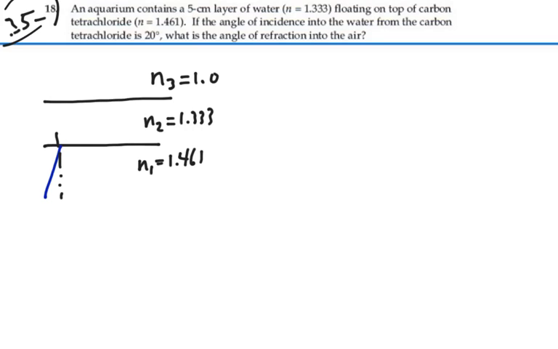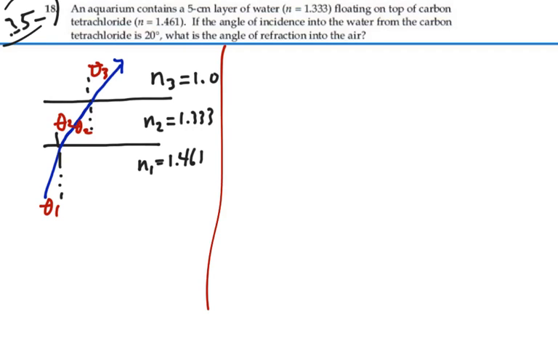So as it's going from a higher index to a lower index, it's going to refract a little bit away. And then we're going from the water into the air, and again it's going to refract a little bit away. So we have theta 1, we have theta 2. Theta 2 is going to be the same for our angle of refraction into the water as it is our angle of incidence from the water into the air, and then we will have theta 3 as well.